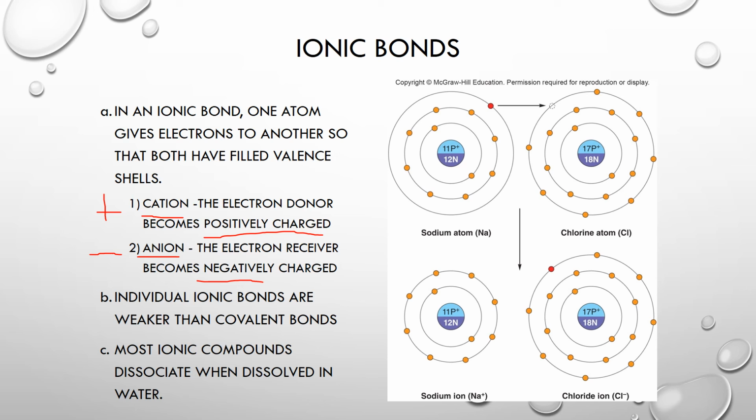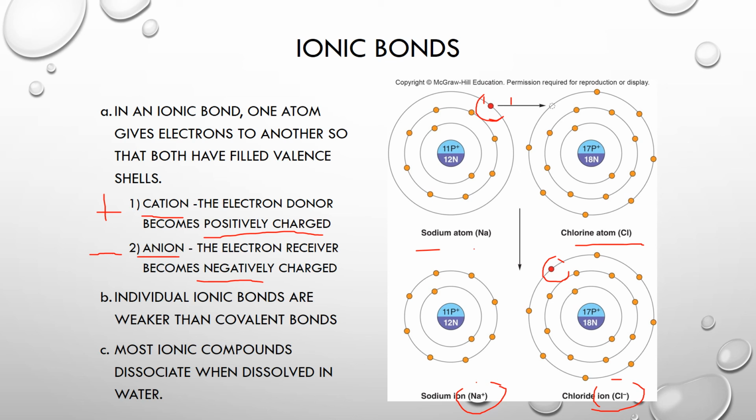Okay, so here's an example. We have sodium and here we have chlorine. All right, so sodium is going to be a cation where it's going to donate its electron. Here, represented by this red electron, it will donate its electron to chlorine to make a chloride ion. Okay, so now chloride is negative because it's gained an electron.